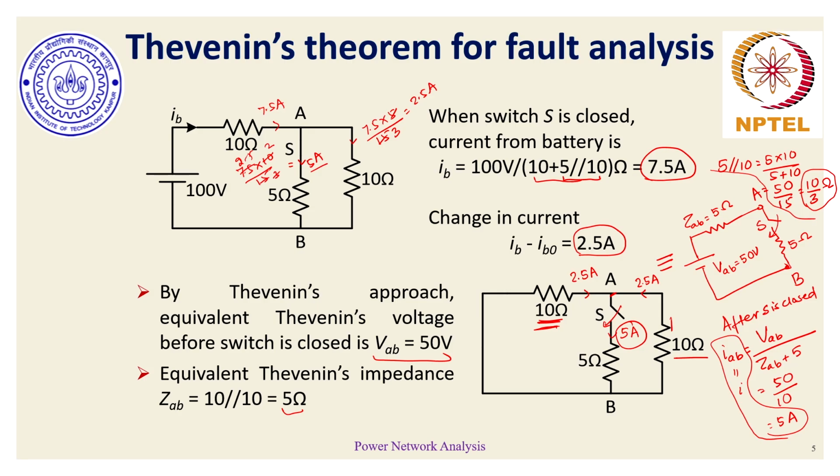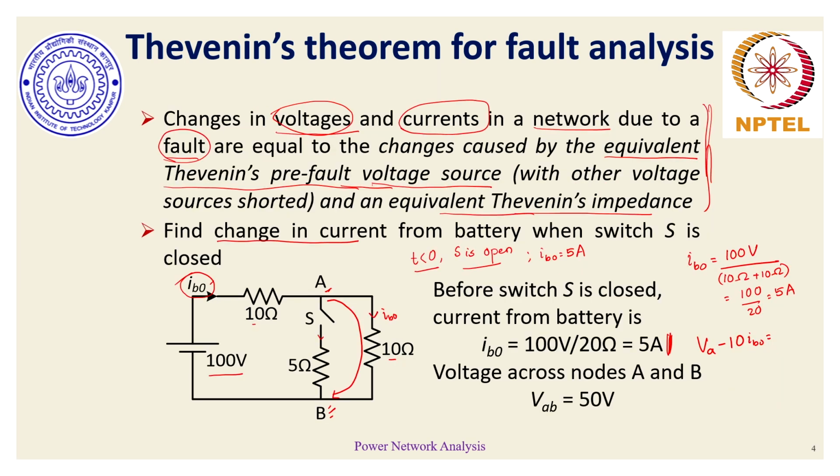So now if I compare these currents 7.5, 2.5 and 5 after the switch is closed, and for a moment observe what is happening over here. What I see here is that this IAB current is matching with the 5 ampere current which was flowing, and this circuit here is basically the pre-fault condition. In the pre-fault condition the current here was IB naught, which was 5 ampere, and the current here was also 5 ampere, IAB did not exist.